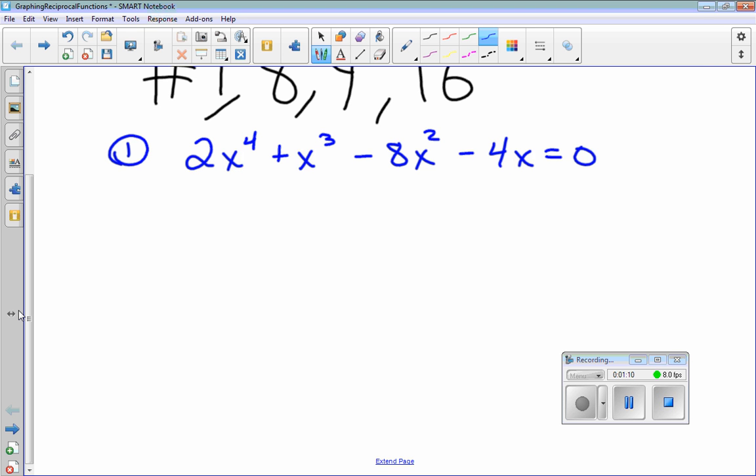So there's a couple of different ways I can do it. First thing I notice is if I factor it, can't I set each of those factors equal to 0 and find the solutions?